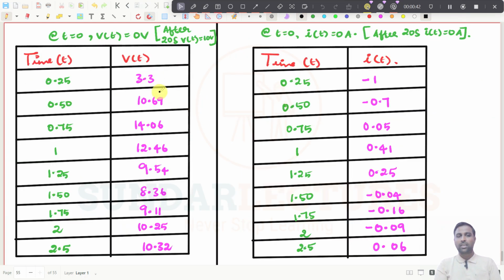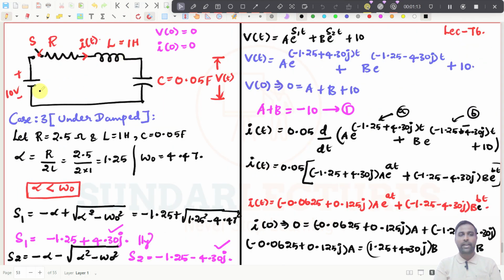Then you go for 0.25. See here, at 0 it is 0 and then at 0.25 seconds I am getting 3.3 volt, and then at 0.5 it has increased to around 10.7, and then at 0.75 seconds it is reaching 14.06 volt. See again at 1 it is reducing to 12.46 and at 1.25 it is going below 10. See what the ultimate aim is: this 10 volt will be stored in the capacitor. That is the ultimate aim, right?